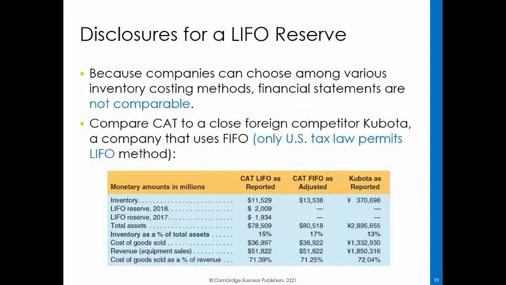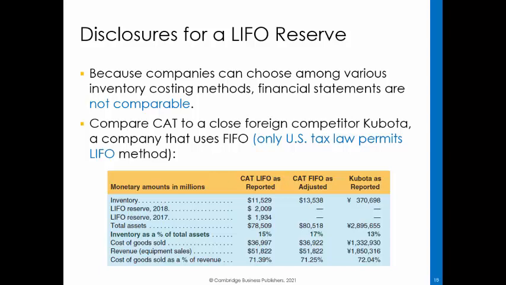Because companies can choose among the various costing methods, their financial statements are often not comparable. The problem is most serious when companies hold large amounts of inventory and when prices markedly rise or fall. If we compare Caterpillar to Kubota, a close competitor that uses FIFO to cost its inventory, we would conclude that Caterpillar holds slightly more inventory than Kubota. However, this is not an apples-to-apples comparison, and as such a conclusion is erroneous.